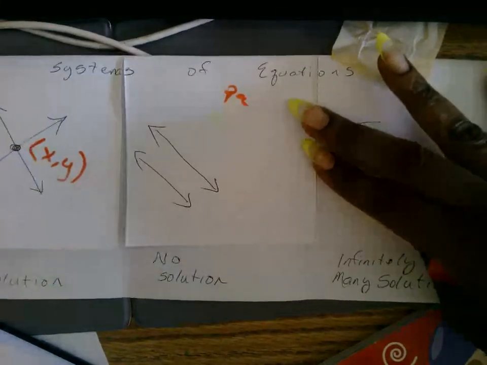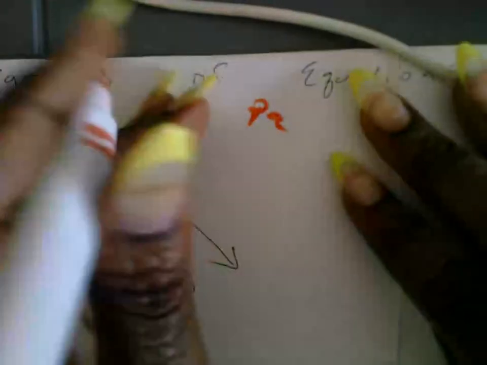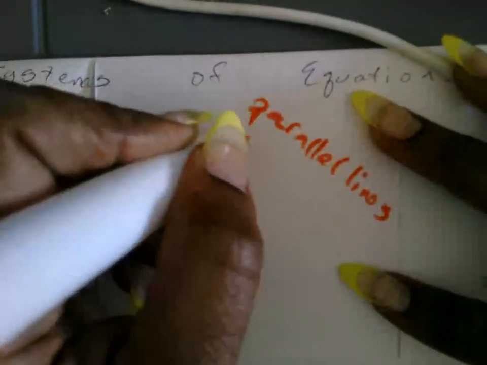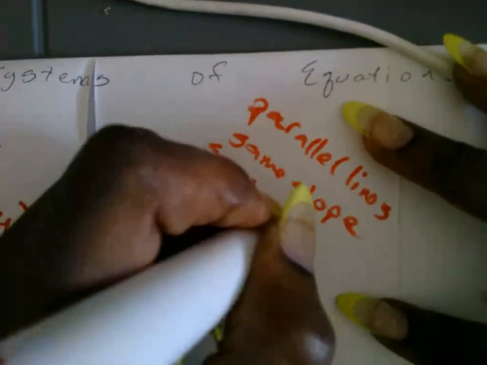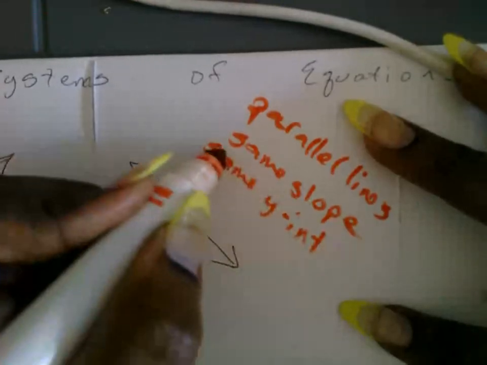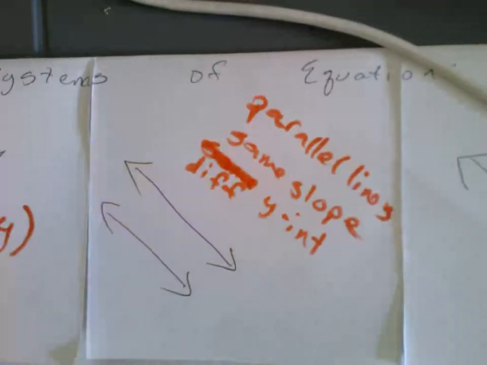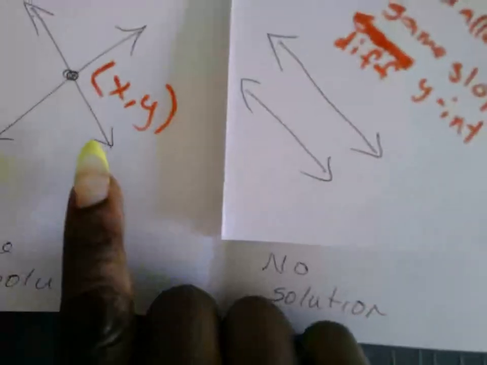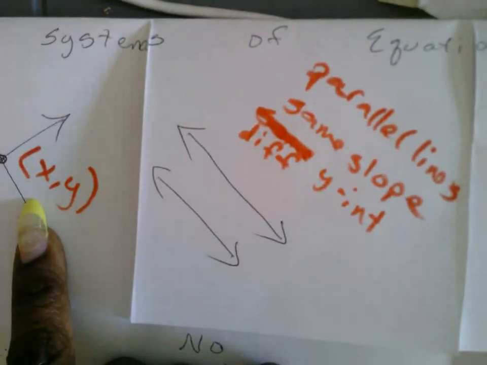These are parallel lines. So they have the same slope and they have the same y-intercept. No. They have different y-intercepts, but the same slope. They'll never intersect, and so that's why there is no solution. If it intersects at one point, that place where it intersects is the solution.